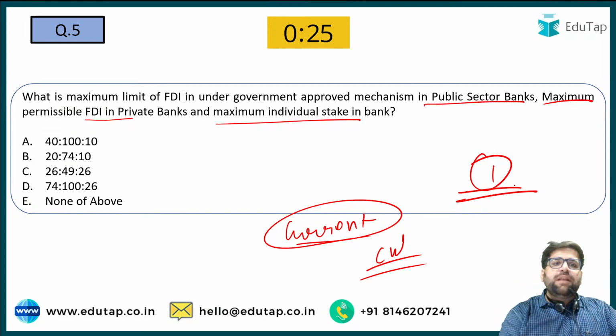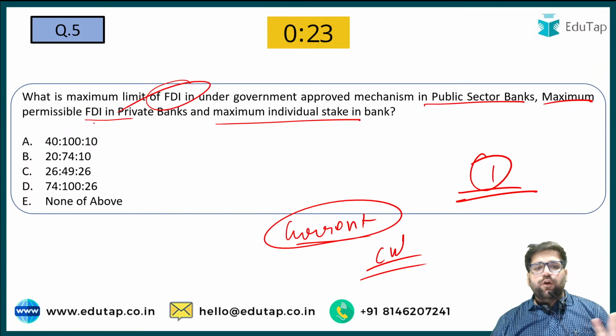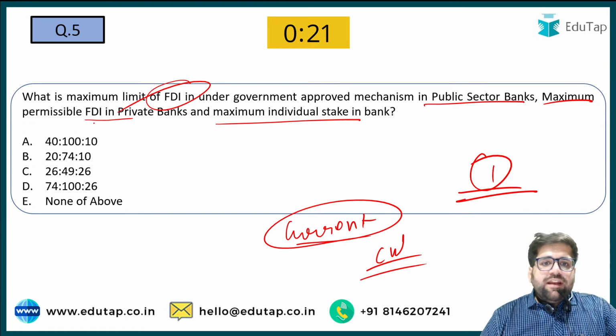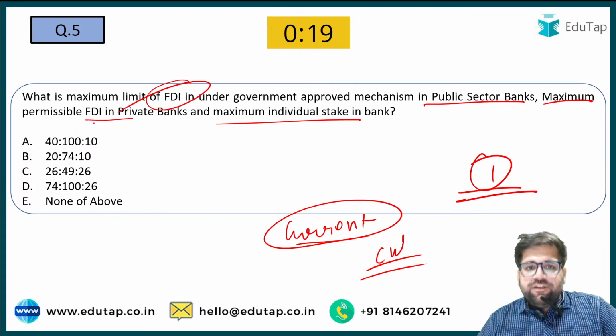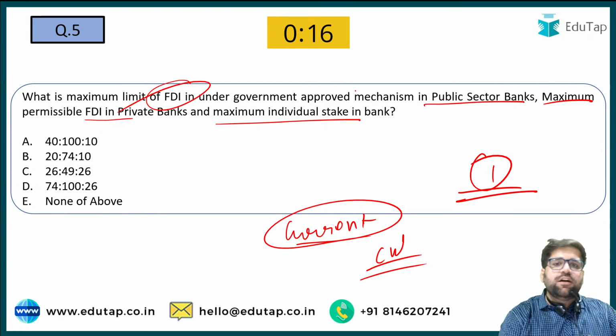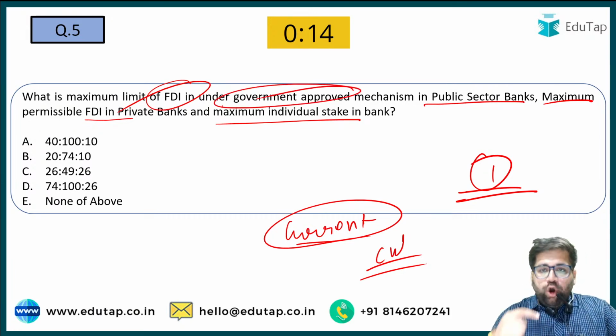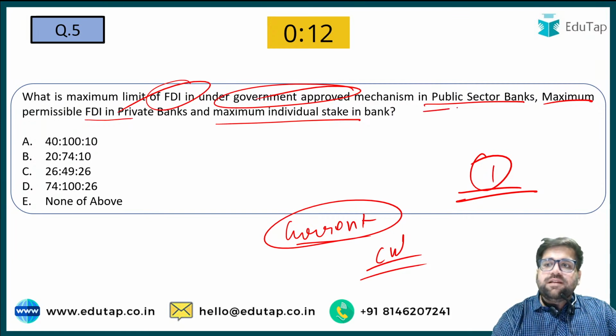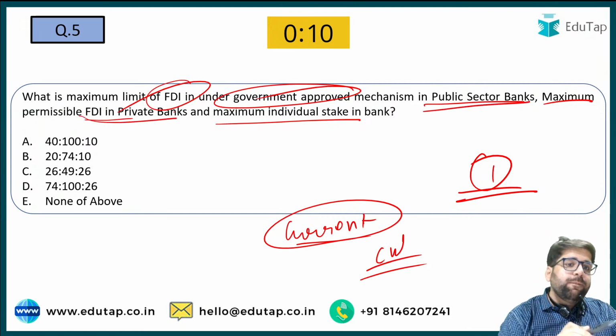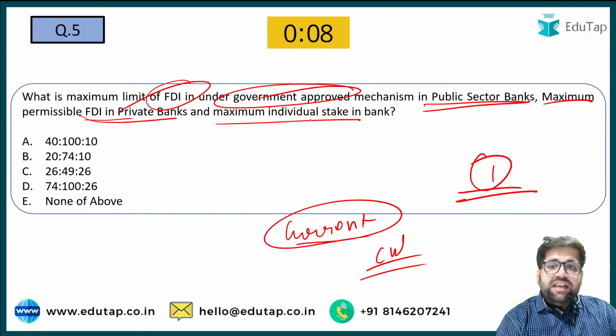So you just have to tell me under FDI. FDI stands for foreign direct investment. So under FDI, what is the limit which has been there by government approved? This is government approved, okay? Not automatically approved. Mechanism for public sector bank, maximum FDI for private banks, and maximum individual stakes in banks.